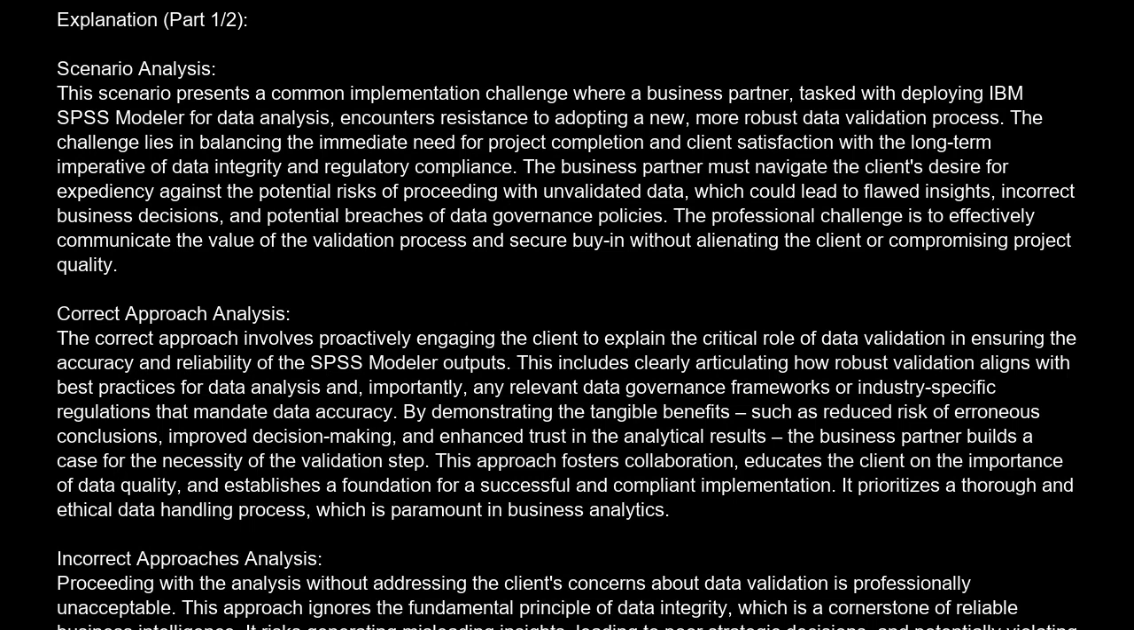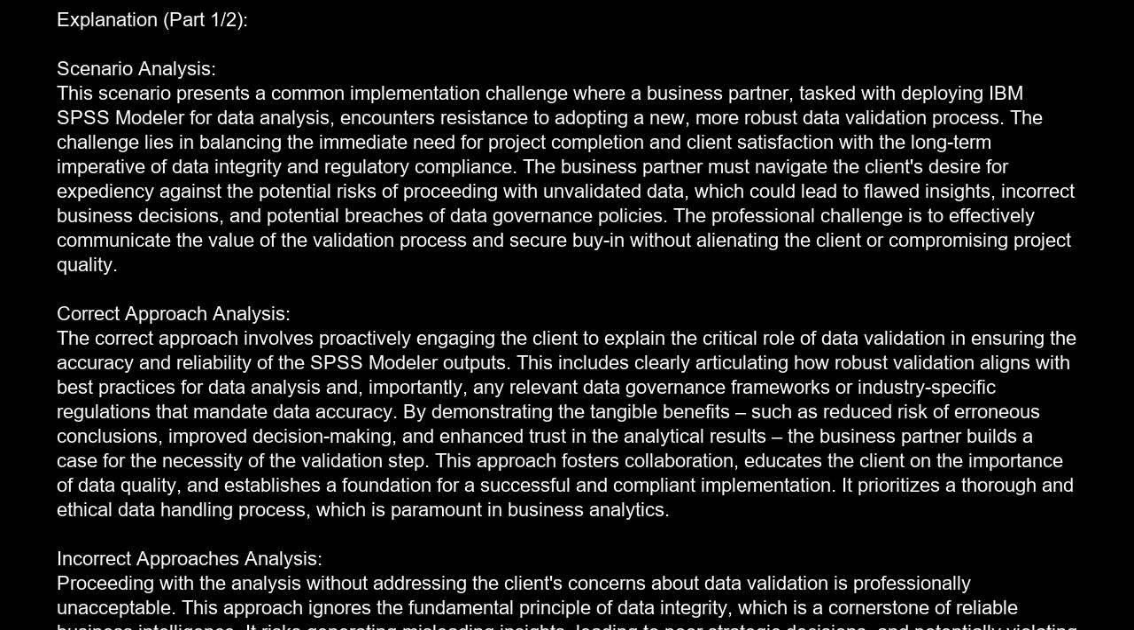The correct answer is D. Engage the client in a detailed discussion about the critical importance of data validation for ensuring the accuracy and reliability of analytical outcomes, highlighting how it mitigates risks of flawed insights and supports regulatory compliance, while exploring potential efficiencies in the validation process that do not compromise its integrity.